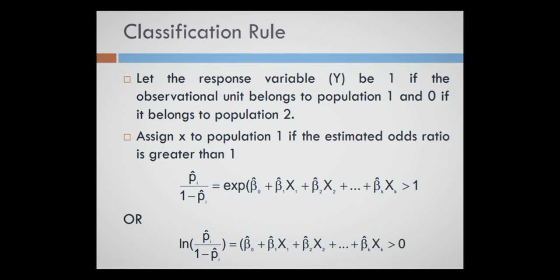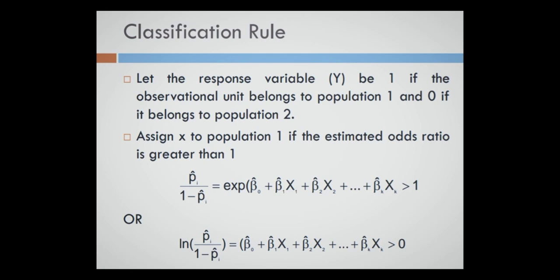Okay, we will assign the new observation X to the population 1 if the estimated odds ratio is greater than 1. Kenapa population 1? Sebab kita punya interest adalah that we coded Y equal to 1. The estimated odds ratio is the exponent power of beta naught plus beta 1 x1 plus beta 2 x2 until beta k xk. Okay, it depends how many independent variables that we have.